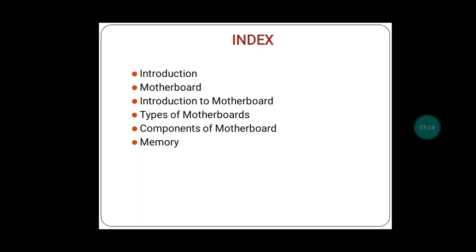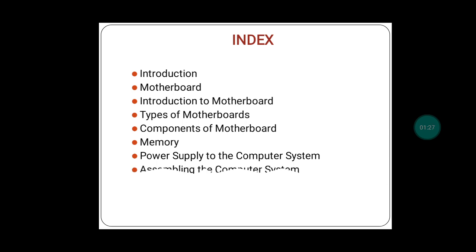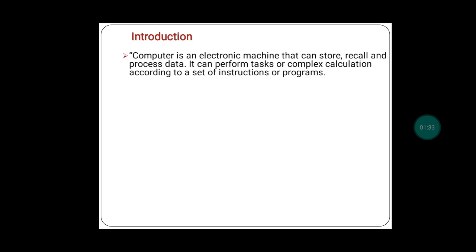The next main element of your computer system is memory. Those memory types we are going to study. Next is how to supply the power to your computer system. What are the types of supplying power to the computer system? And lastly, total assembling of the computer system. Okay, so now we will start with the introduction.